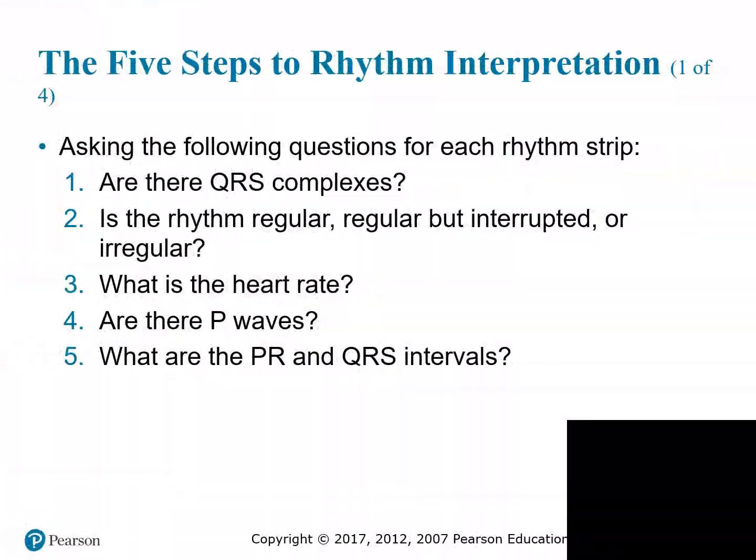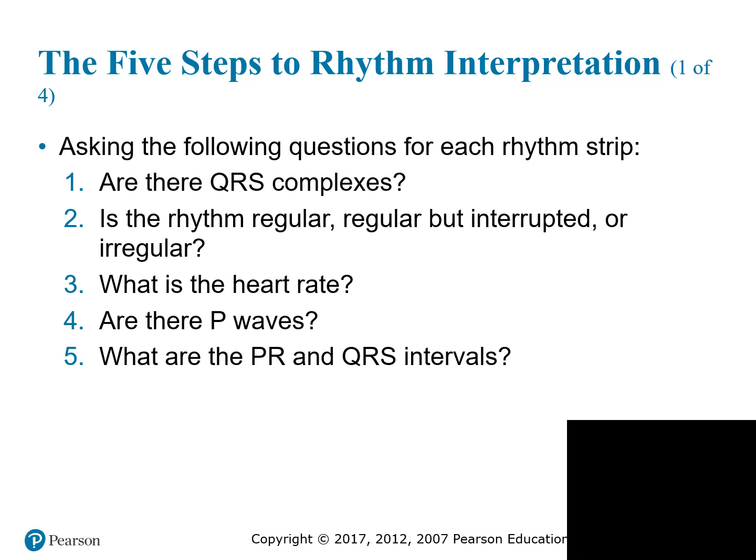There are 5 steps in interpreting an EKG strip. First, we're going to ask ourselves 5 different questions. The first question we always ask ourselves is, are there any QRS complexes? The reason why we ask if there are any QRS complexes is because QRS complexes signify ventricular activity. If we don't see any QRS complexes, 9 out of 10 times, that means their heart is not contracting, or their ventricles are not contracting, therefore there is no heartbeat. QRSs signify ventricular rhythms.